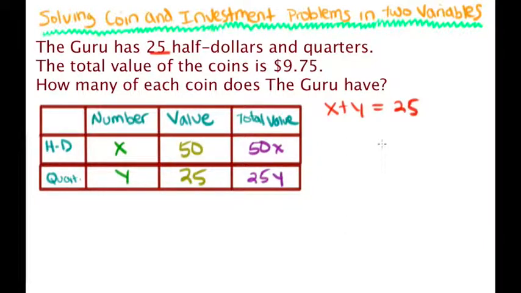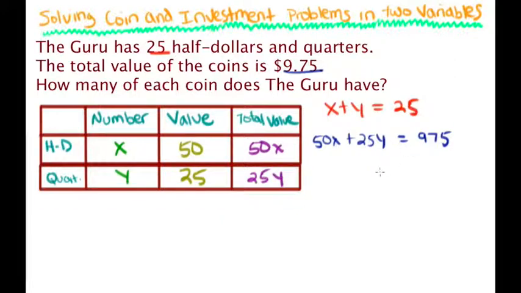That's our first equation. And now our second equation is going to be, we know that the total value of all the coins is $9.75. And we know that the total value of half dollars is 50x and the total value of quarters is 25y. So we would just say 50x plus 25y is equal to 975, because we're dealing in cents, not dollars. If we were dealing in dollars, this would be 0.5x and this would be 0.25y. But since we're dealing in cents, I'm going to put 975.